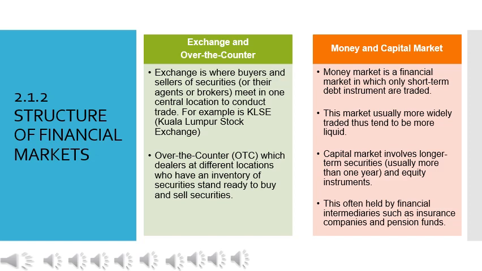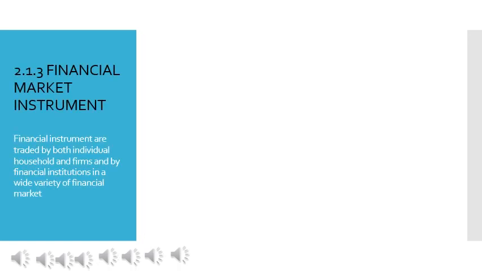The capital market involves longer-term securities, usually more than 1 year, and equity instruments. Capital market securities are often held by financial intermediaries, such as insurance companies and pension funds, which have little uncertainty about the amount of funds they will have available in the future. Next is financial market instruments. Financial instruments are traded by both individual households and firms and by financial institutions in a wide variety of financial markets.